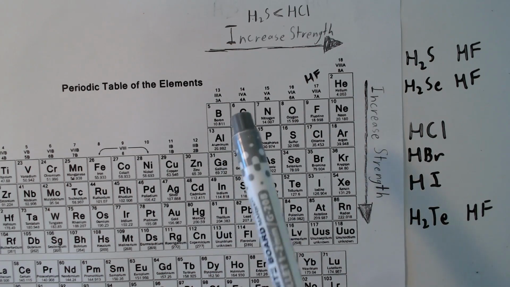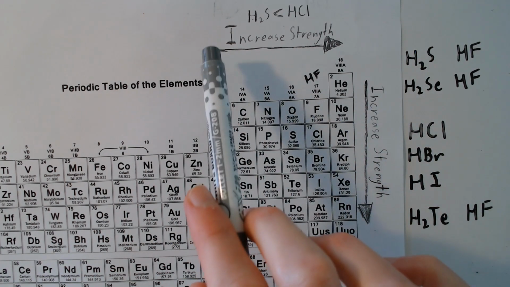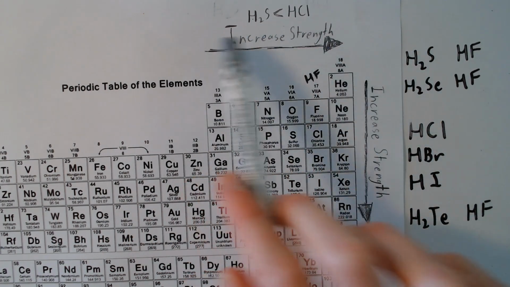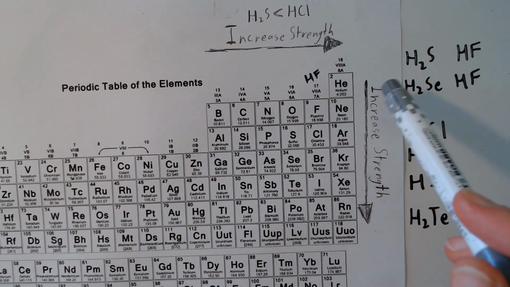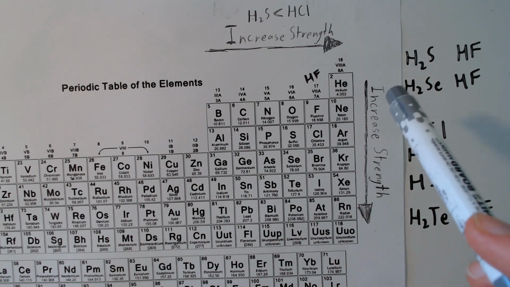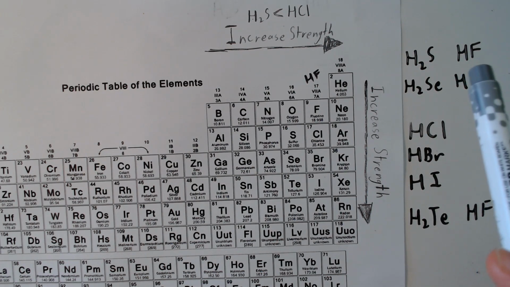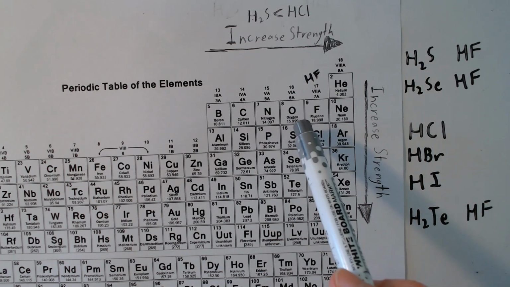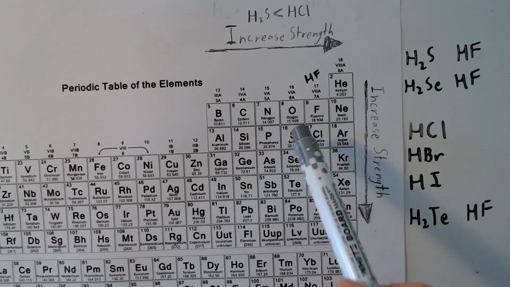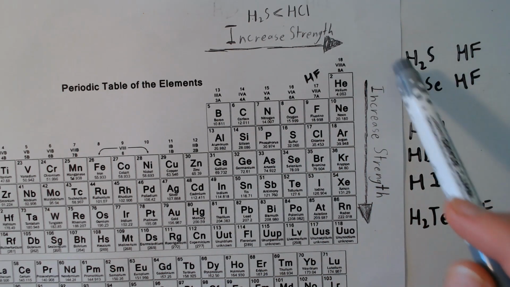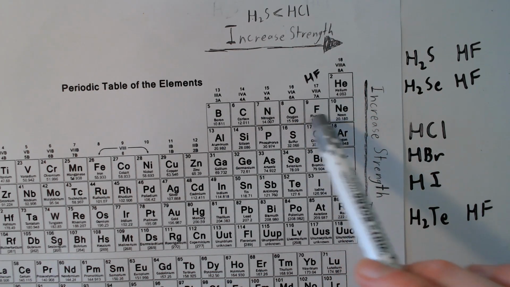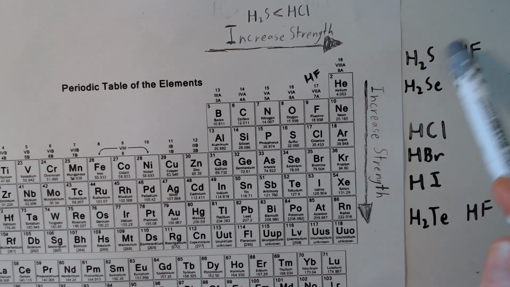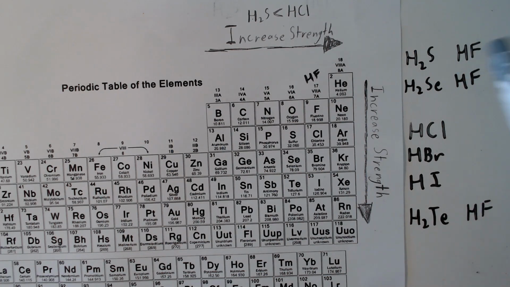However, I would like to point out that the effect of this increase in strength across the period is stronger than the effect of the increase in strength down the group. So, for example, if we were to compare H2S, so the sulfur right here corresponds to H2S right here, and the HF, so this fluorine right here corresponds to HF right here, which would be stronger?